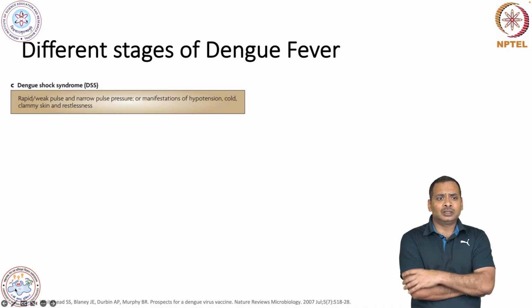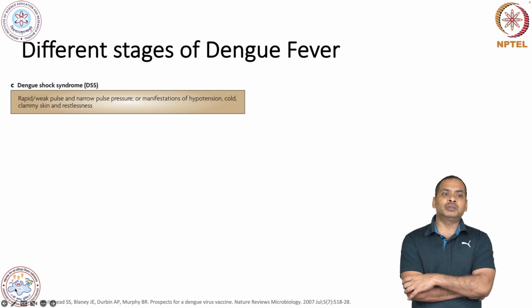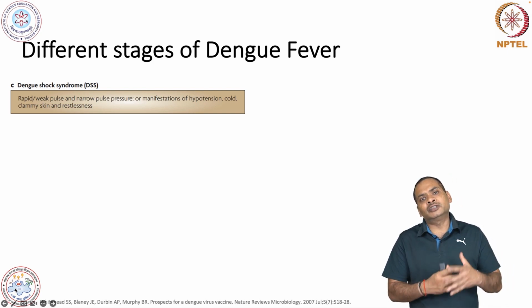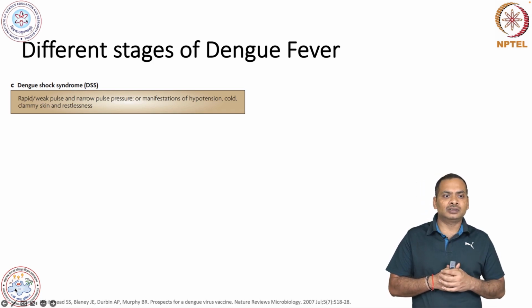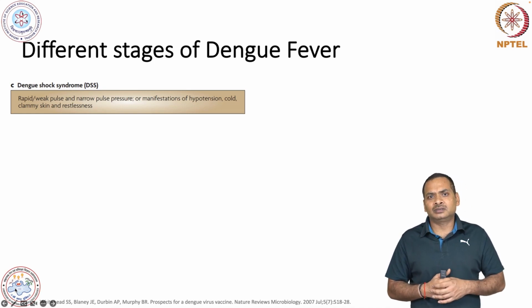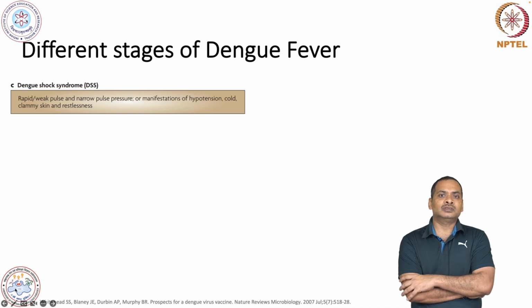Here I will tell more about dengue shock syndrome, which is basically a rapid and weak pulse and narrow pulse pressure, or manifestation of hypotension, cold, clammy skin and restlessness. Clammy skin means there will be sweat, or the skin will be wet. In Hindi we call restlessness bechani. The individual will be restless.